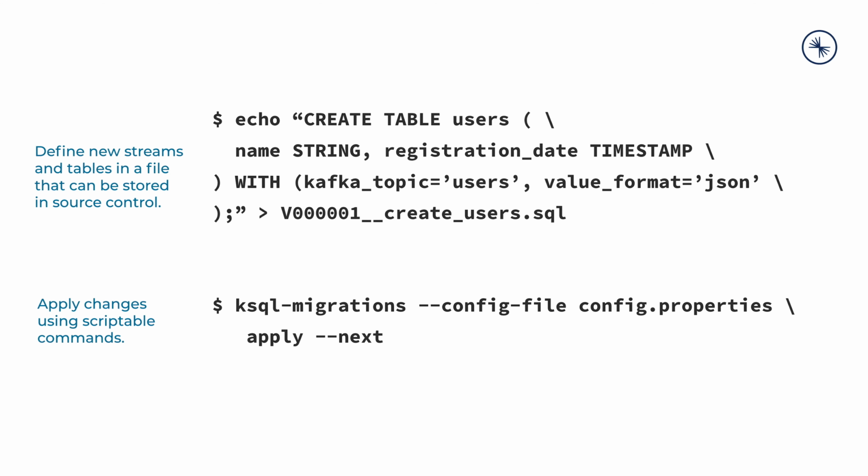KSQL Migrations is a command line tool that allows us to manage our ksqlDB applications, manually or in a scripted fashion. We can define changes in our ksqlDB artifacts in a text file that can be checked into source control. Then we apply those changes in an ordered sequence to bring our applications up to the current state.